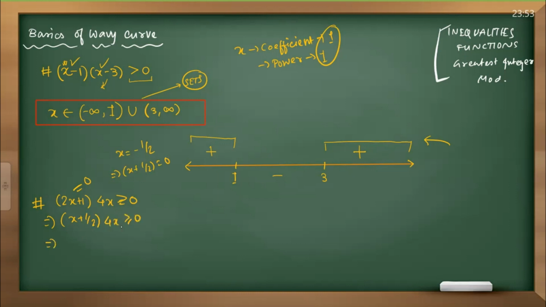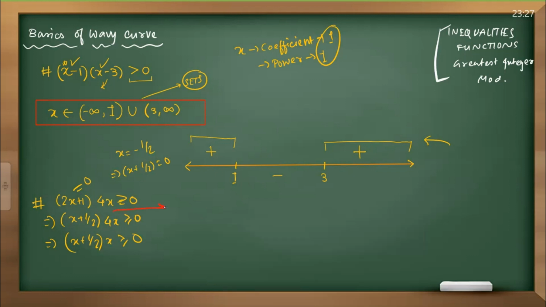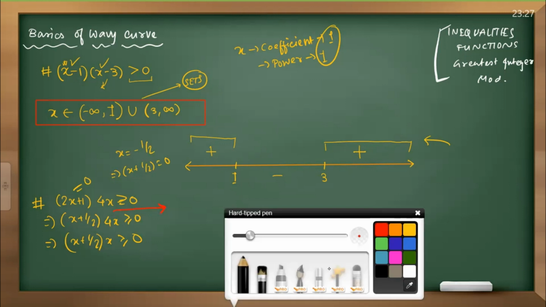What will we do with the 4x? We divide both sides by 4. What will we get? (x + 1/2)(x) is greater than or equal to 0. You might be thinking, why do we equate it to 0? I'm just showing you the broad steps, the steps that we missed here.